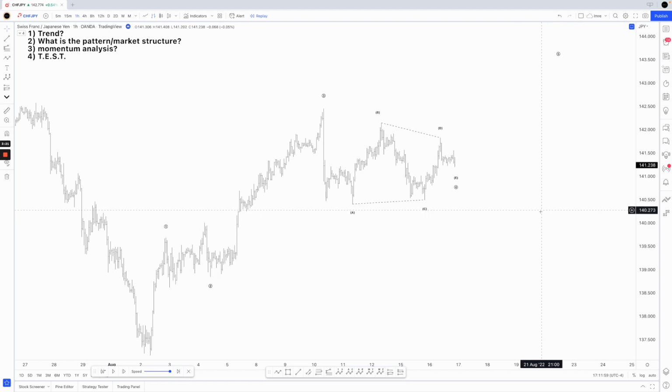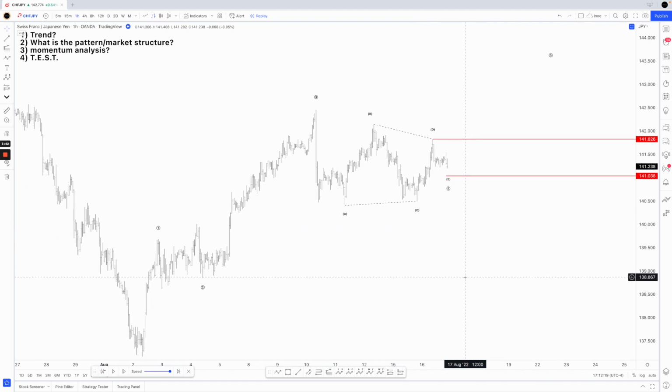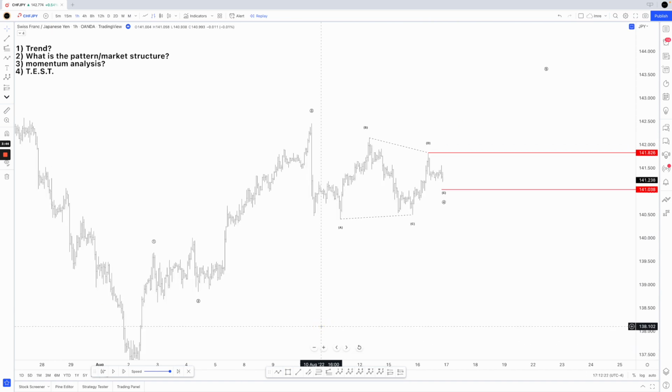The entry point, well, this is what I'm going to be giving away to you guys in this video. So the entry guidance for a triangle, in my opinion, the best way to trade them is to enter on a break of the wave D extreme. And then you're going to set a stop at the wave E extreme. So that wave E extreme is going to be down here. And then in terms of targets, I like to use a combination of channeling and Fibonacci relationships.